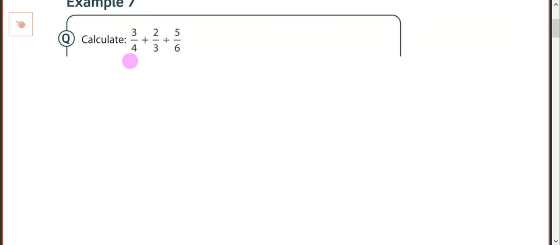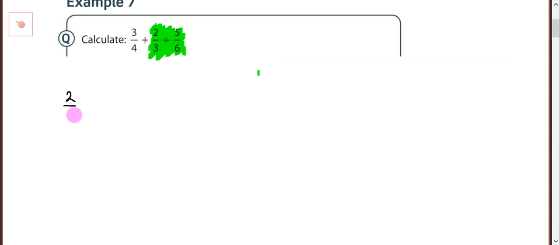So this example is 3/4 plus 2/3 divided by 5/6. Okay? So, is there any order in which we need to do this? Anyone want to make a statement? Jackson? Okay. So that's the first thing, isn't it? Using the BEDMAS thing, we have to do the division first. Is that right? Okay. So let's do that first.